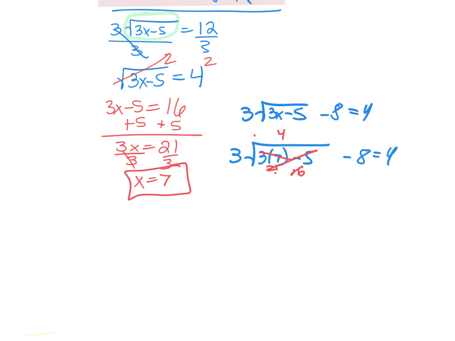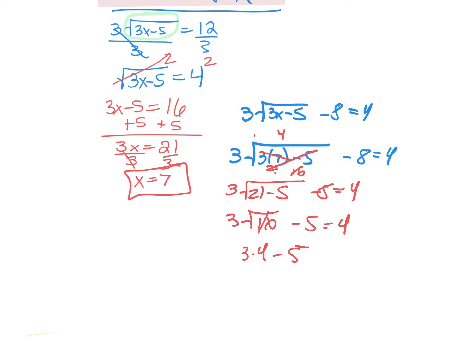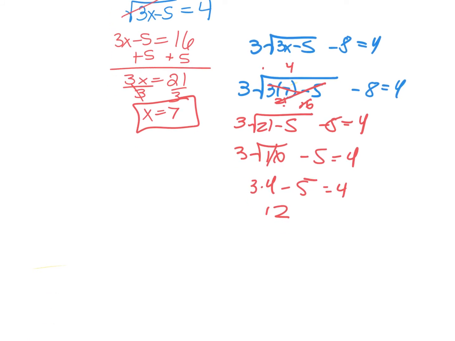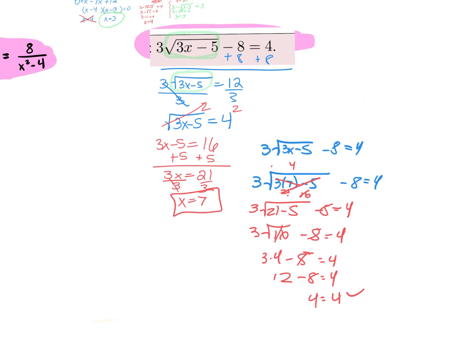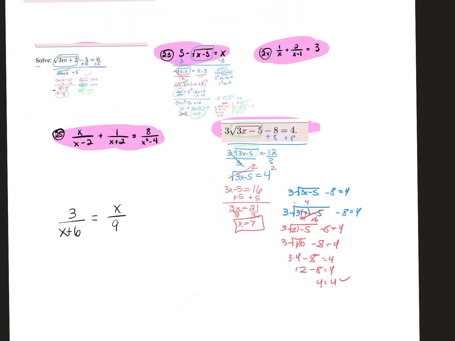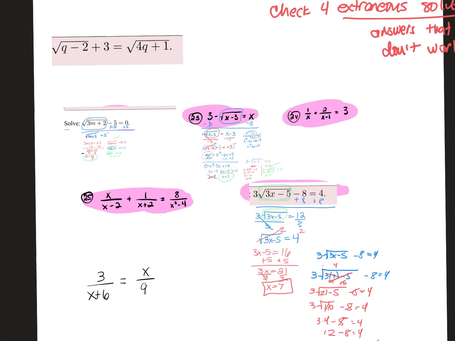You can do it like that. You can work it all out if you want. 3 times the square root of 21 minus 5, then minus 8 equals 4. 3 times the square root of 16, minus 8 equals 4. Square root of 16 is 4, so 3 times 4 minus 8, does that equal 4? 12, that's an 8, whoops, sorry, I can't read my own writing. 12 minus 8 equals 4, yes, 4 equals 4. But you have to make sure you plug back in just to make sure, yes, it works, or no, it doesn't. Questions?